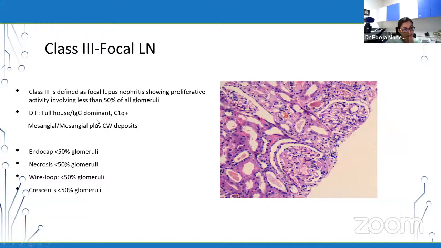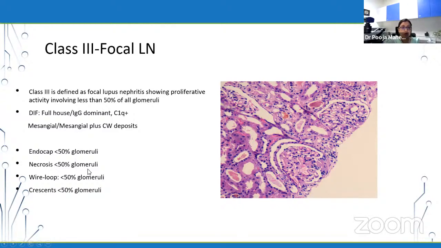Class 3 focal lupus nephritis is defined as proliferative activity involving less than 50% of all the glomeruli. DIF may show full house or IgG dominant or C1q positivity. And on DIF, mesangial or mesangial plus capillary wall deposits can be there in focal lupus nephritis. So you can see that in these glomeruli, this one is a crescent, there is segmental endocapillary cellularity over here, and this is a small crescent with endocapillary cellularity here. But the remaining part of the tuft is almost normal.